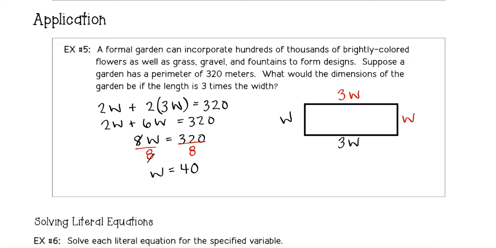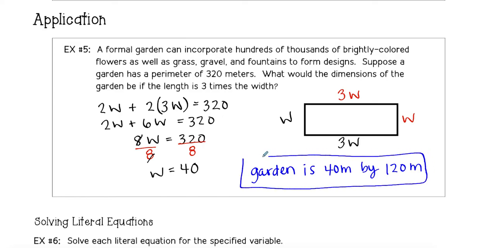Easy enough. So we know the garden is 40, put your units, meters, by, and then this one is 3 times W. Well, W is 40, so it's 3 times 40, which is 120 meters. So this would be my answer. The garden is 40 meters by 120 meters.